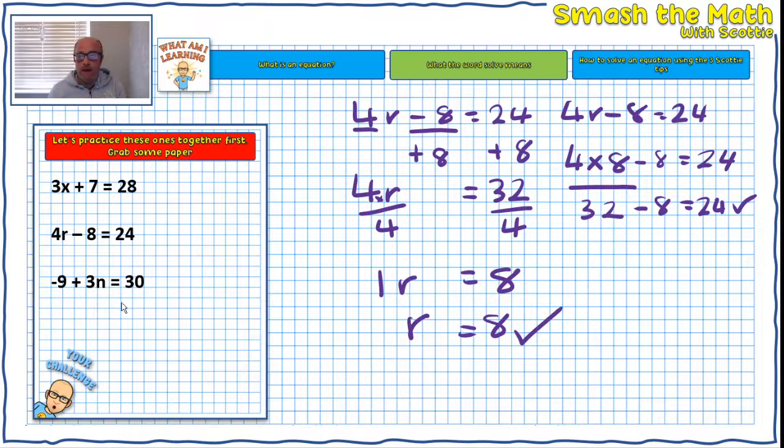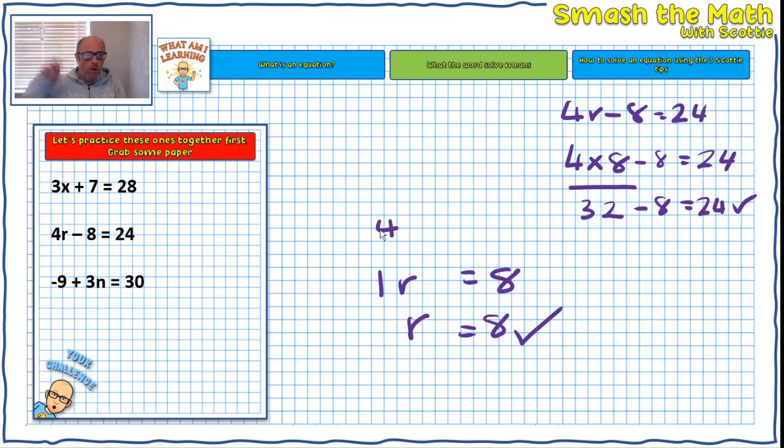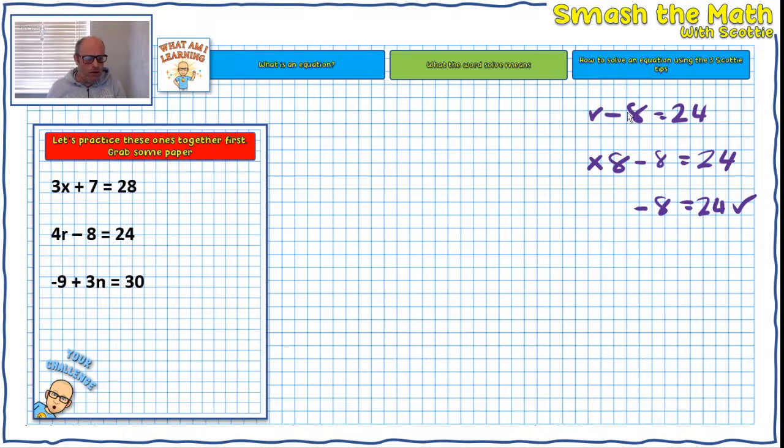R is 8. Now let's do the last one, because this is a little bit different. Sometimes, because we practice them a lot the same way, we get an equation that doesn't look normal, as people say, and then people go, oh my god, I can't do it, that's not the same. Well, it is, and I'm going to show you and prove it to you. As long as you always follow those 3 tips, it doesn't matter what way round it is.